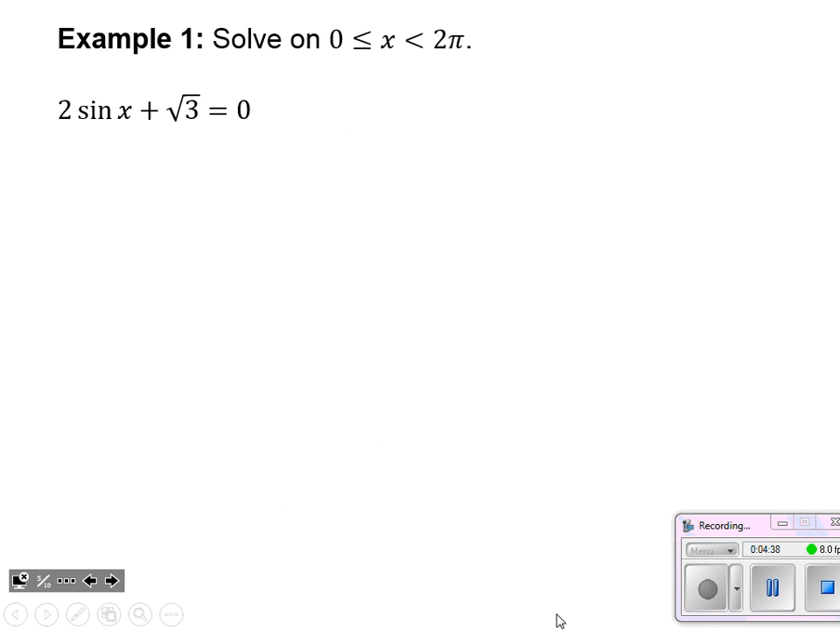So let's get started. We're trying to find all the solutions on the interval between 0 and 2 pi. So our answers are going to be angles that are in radians. And let's just get after it.